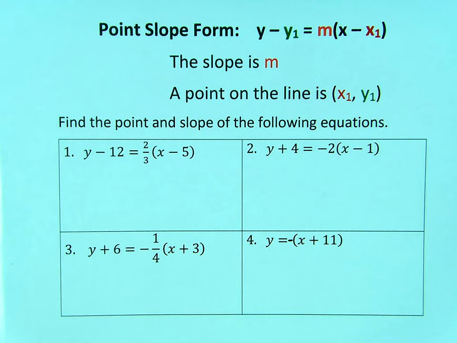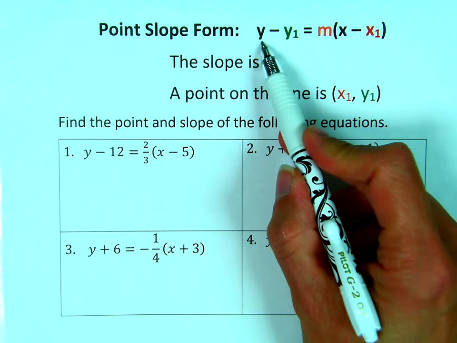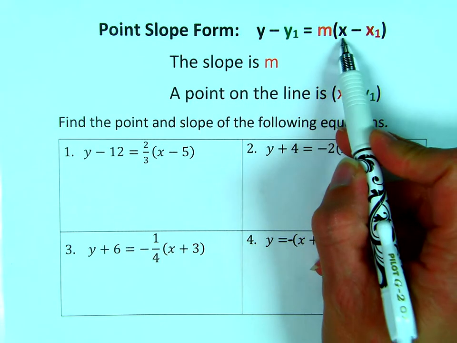Today we are going to do an introduction to point-slope form of a linear equation. So hopefully you know that a linear equation is an equation of a line, and lines can be diagonal, horizontal, or vertical. And if they're horizontal or vertical, they only have one of the variables. Horizontal lines only have y's, vertical lines only have x's.